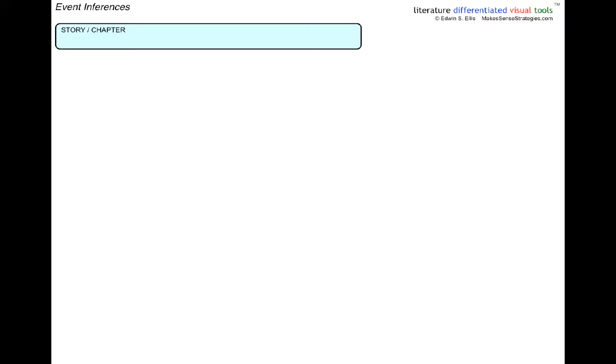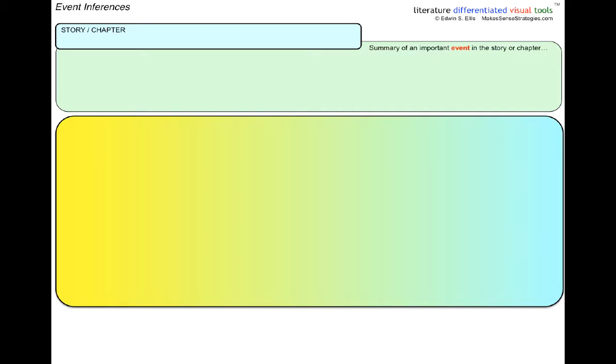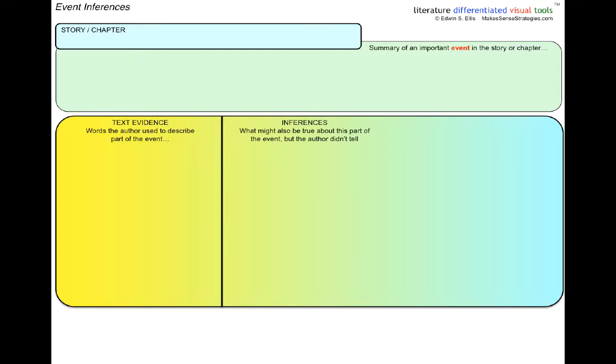So I'm going to unpack this visual to explain how it works, and then we'll look at some instructional tips for using it. We'll start with a story or a chapter from a story, and then what we're going to do is summarize an important event that happened in the story or chapter. We'll identify specific evidence from the text, for example, words the author used to describe part of the event. Then what we'll do is note inferences, in other words, ideas that might also be true about this part of the event, but the author didn't tell. And then we'll explain why we think those inferences might be true.